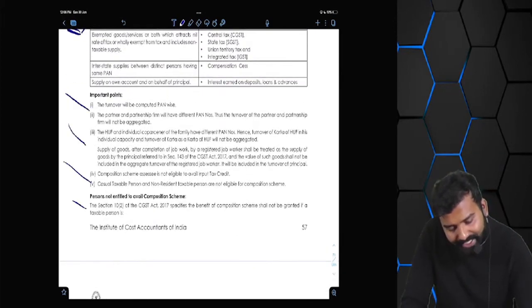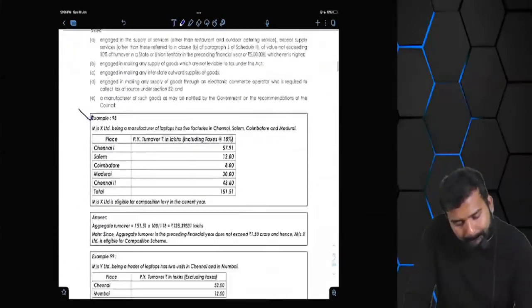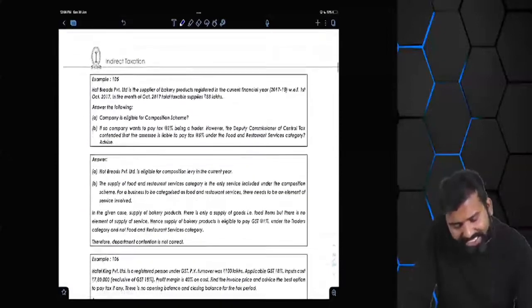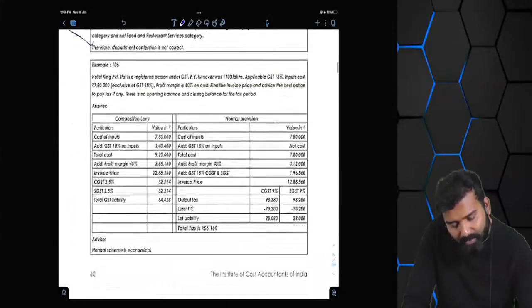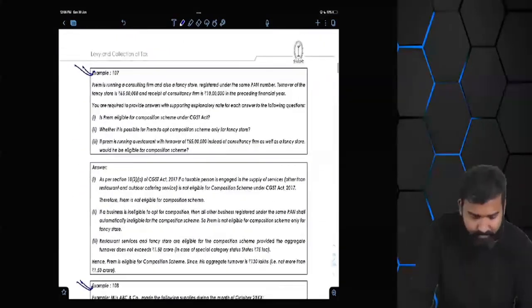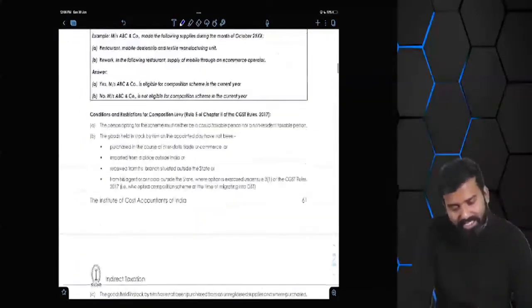You can also read this. You can also cover all these examples. I have already covered or ticked all these examples. You can read these examples. I have already covered this example in your presentation also. You can cover all these examples.